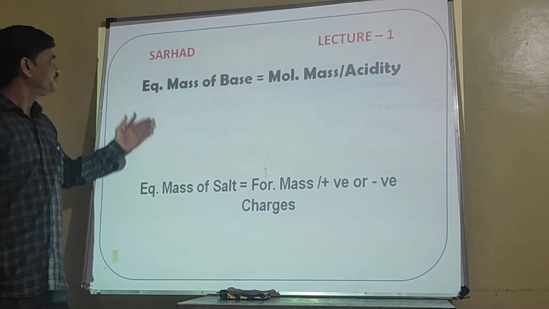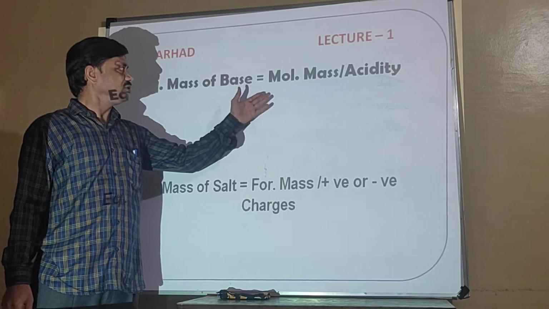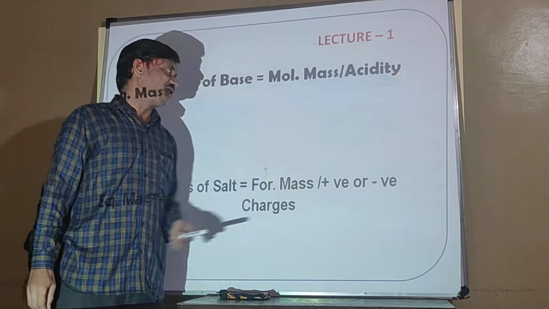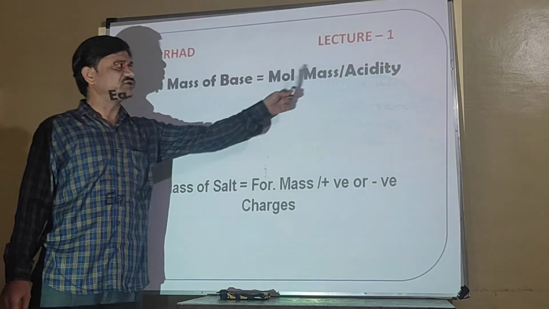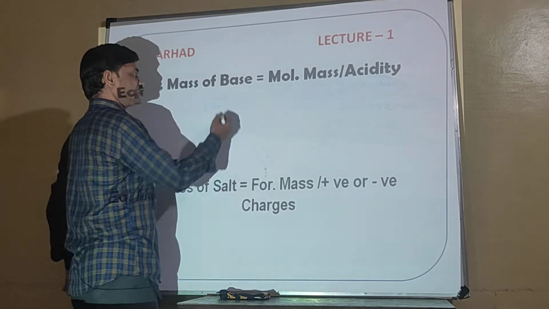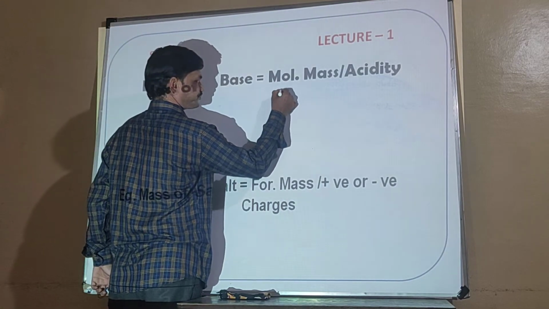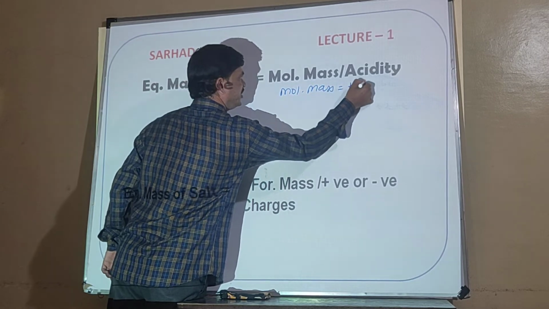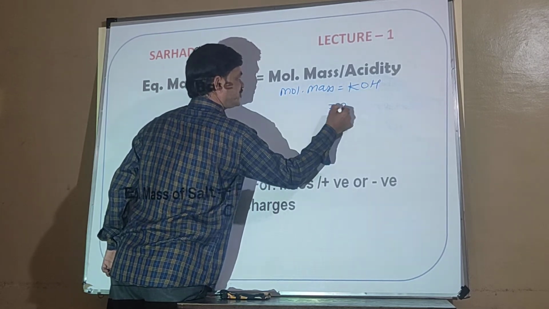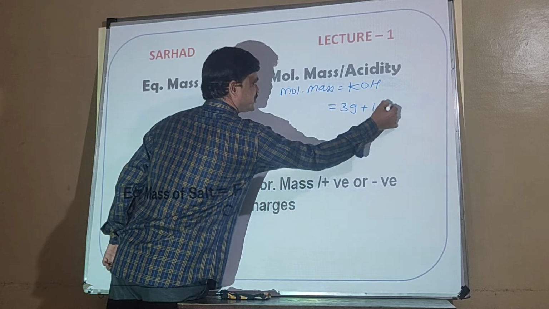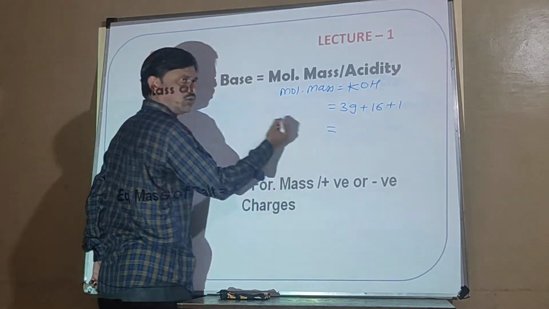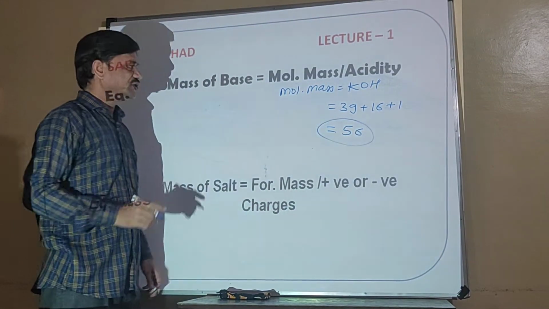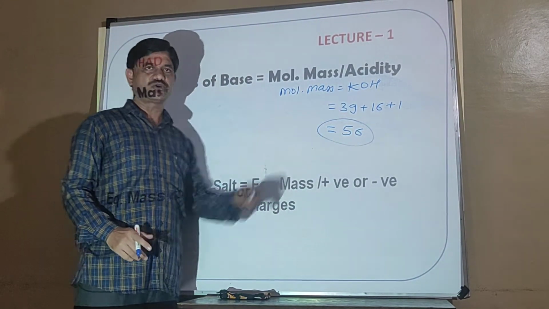What about the third one? Equivalent mass of base. In case of acid, it is molecular mass upon basicity. In case of base, it is molecular mass upon acidity. Suppose we are dealing with this one, KOH, potassium hydroxide. Tell me the molecular mass: potassium 39, oxygen 16, hydrogen 1. So what about this one? 56. 56 is the molecular mass of KOH.